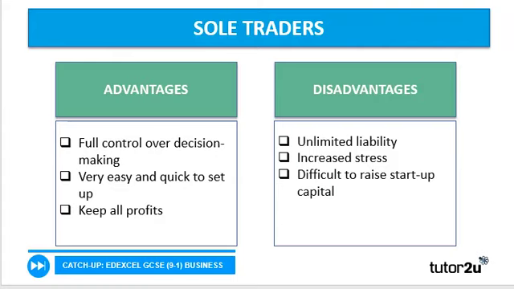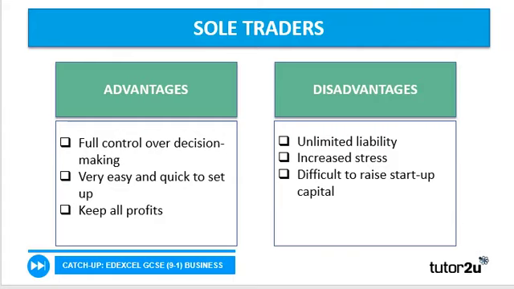The disadvantages include unlimited liability. Now, this is a big and the main disadvantage of being a sole trader, because it means that the owner is responsible for all the debts of the business, and therefore if the business failed and there was a huge amount of debts left that needed repaying, this would mean that the sole trader may have to sell personal possessions in order to pay off those particular debts.